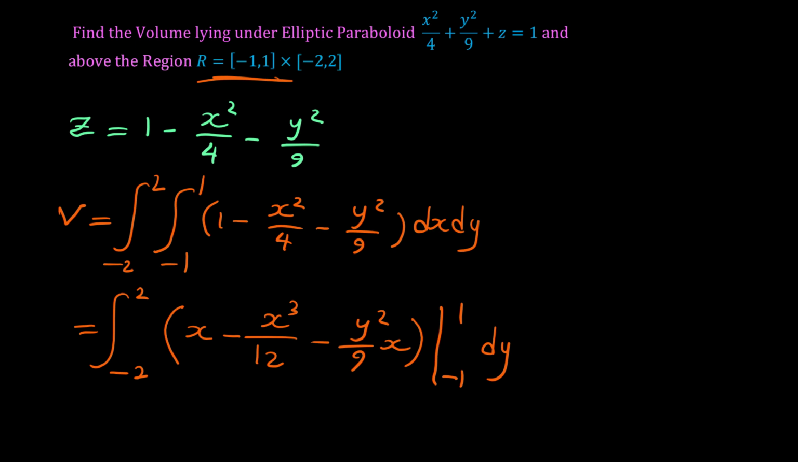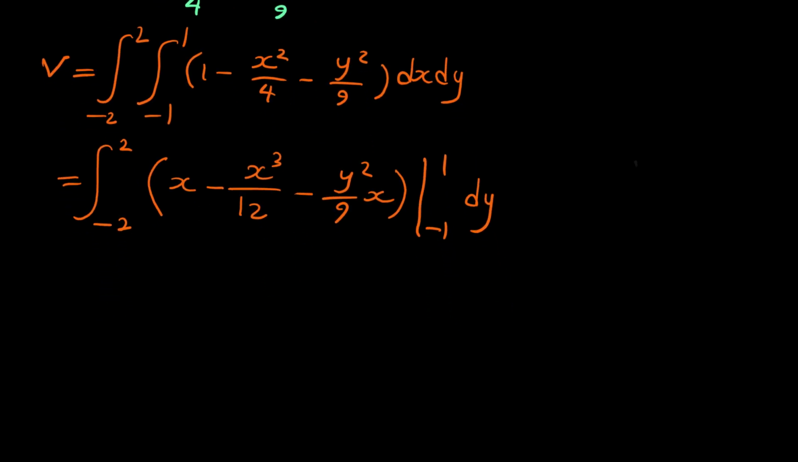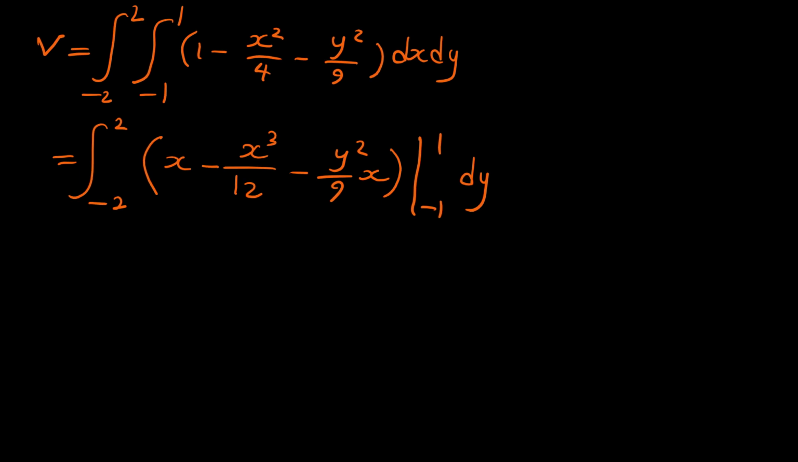Now the only thing that we have to do here is to plug in 1 and then -1, and subtract them from each other. If we do this, we have this equals the integral from -2 to 2.